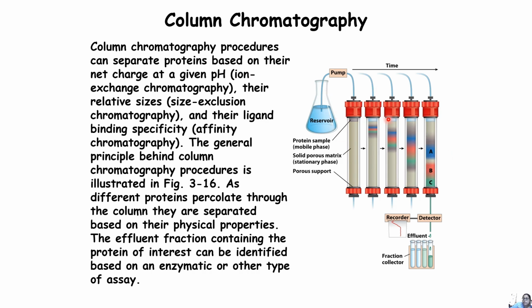So as different proteins percolate through the column, they will be separated based on their physical properties. Okay, so the effluent fraction will contain the protein of interest and can be identified when we have an enzymatic assay. That will give us a readout. So as we said, we can separate the proteins, but how are we sure that it's the protein we separated or it's something else? So that's when the enzyme based assay comes into play.